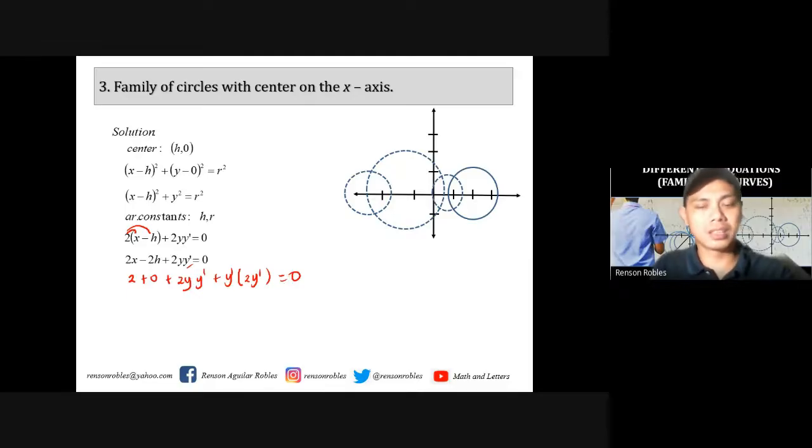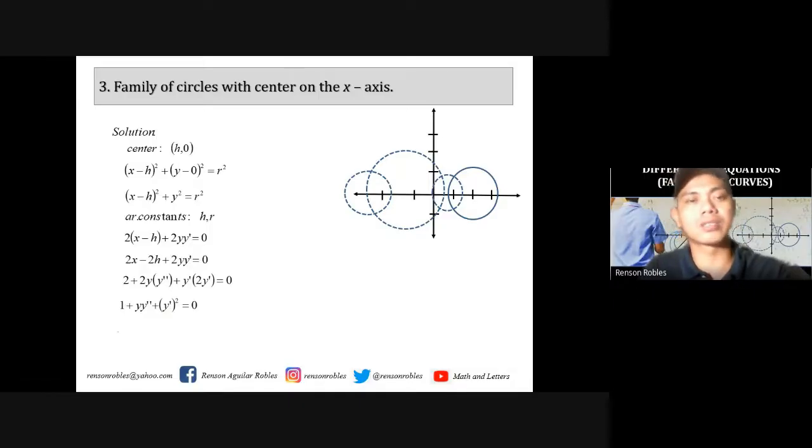And then again, you can now drop the 2 from the equation, so this will become 1. That leads you to 1 + y y″ + (y′)² = 0. And eventually, this describes the family of circles with center on the x-axis. That's y y″ + (y′)² + 1 = 0.